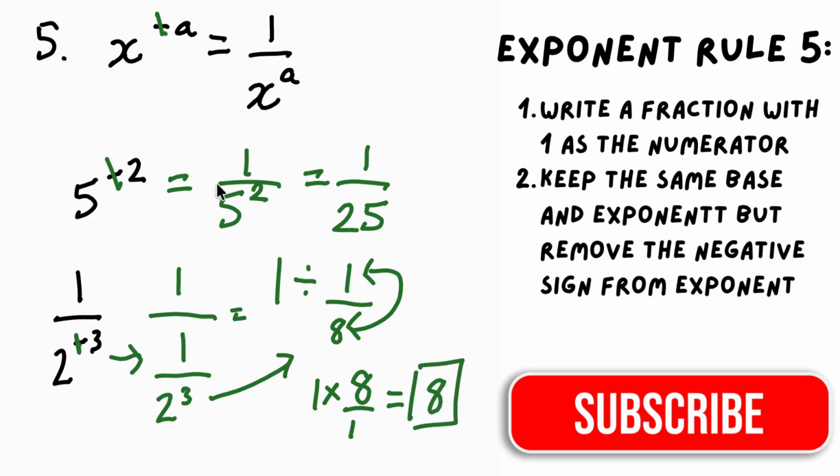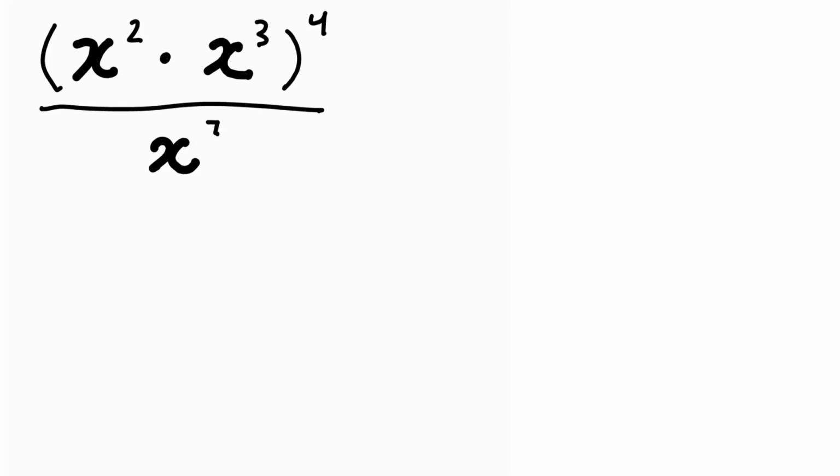This was a lot more steps and pretty much one of the most complicated rules, but after some practice, you'll understand it. All you have to do is write 1 and then divide that by the same base and then remove the negative sign and just keep the same exponent. Just before we finish, let's go over this one question that combines a lot of the rules that we just went over. Take a moment to pause the video if you want to try it yourself.